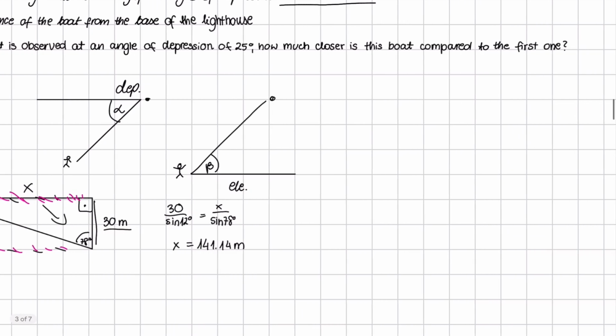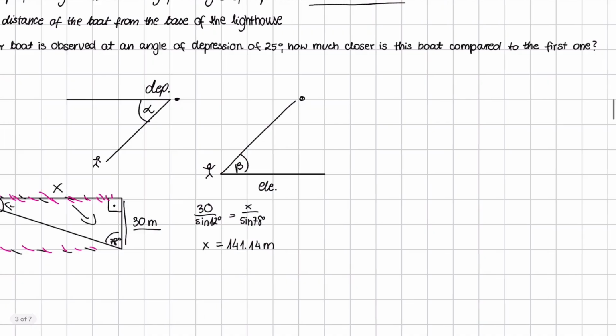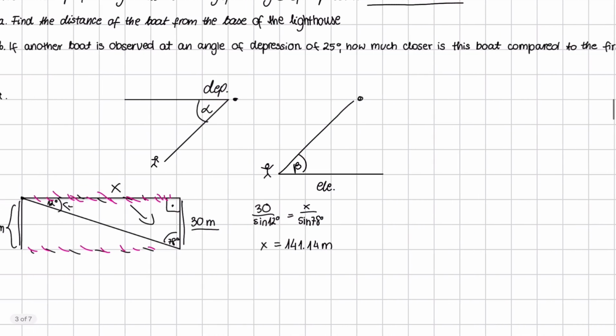B. If another boat is observed at an angle of depression of 25 degrees, how much closer is this boat compared to the first one? So we know that if we have a greater angle, then our distance from the boat to the base of our lighthouse is closer.